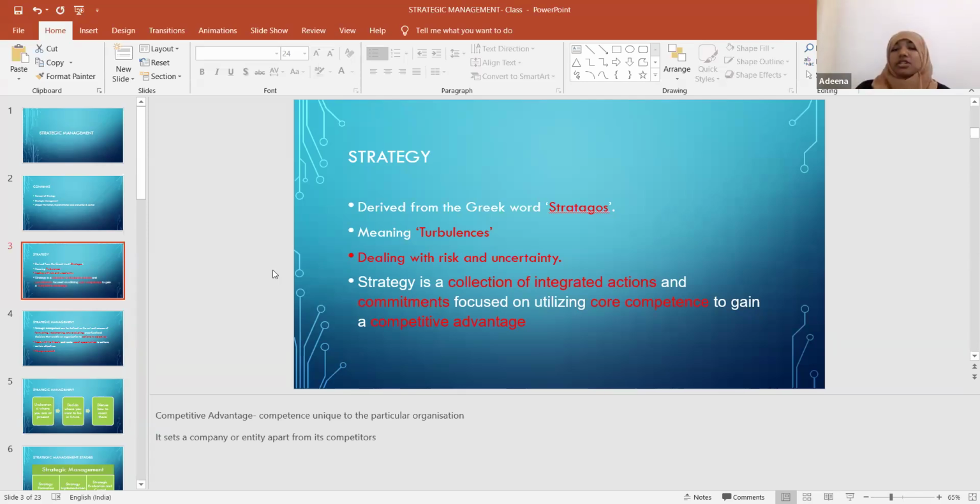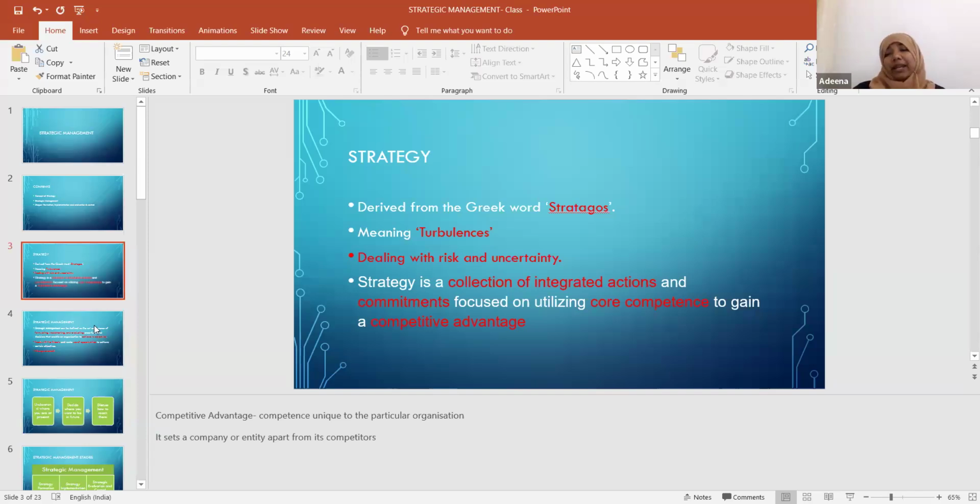Competitive advantage is unique to the organization and helps set the organization aside as a separate entity from its competitors. So strategy means all the integrated actions and commitments undertaken by the organization to achieve a competitive advantage through its core competences.